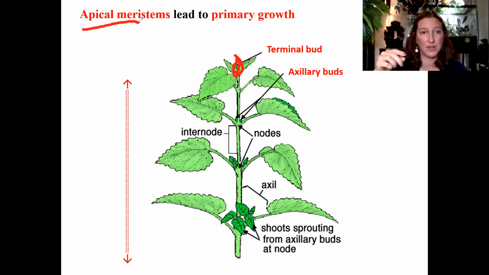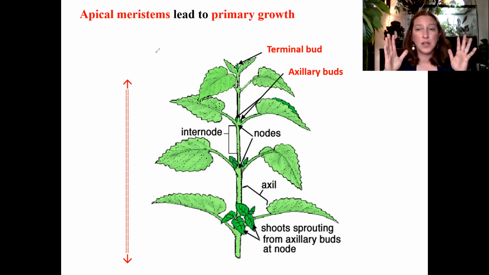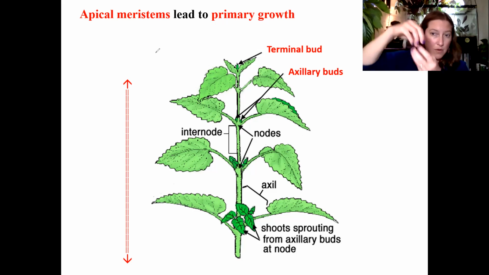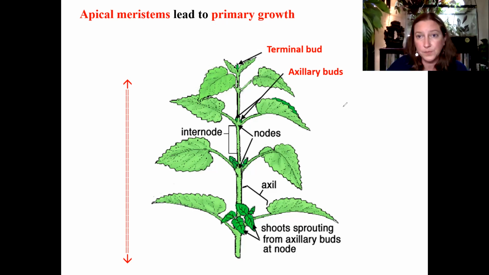And so for the apical meristem, apical means at the tippy tip. So in this case, at the tip top of this shoot. And that's where these meristems are located. And those are going to allow the plant to produce new tissues to lengthen, right? Primary growth is lengthening. And if you look here, we see our arrow again to remind us that we're talking about getting longer. All right. Don't worry about axillary buds right now.